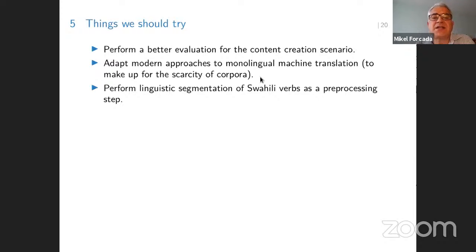And one thing that was missing is that we couldn't make it work. We had a tool, we couldn't make it work. Perform linguistic segmentation of Swahili verbs as a preprocessing step because they are loaded with information about surrounding words in the sentence. And that's all. Thank you very much.